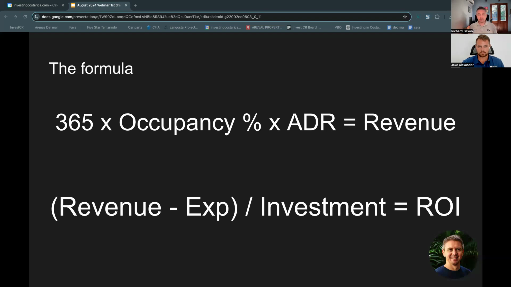Okay, so that's just the formula there, guys. It's plain and simple. I'm sure for some of you it's like duh, but other ones you may not have seen it written out like that. And again, there are a lot of variables at play there, as you can see. And we'll get into some of those variables a little bit later on.